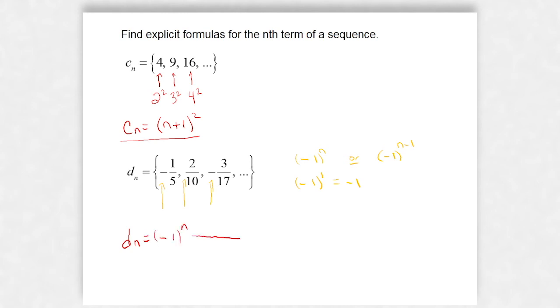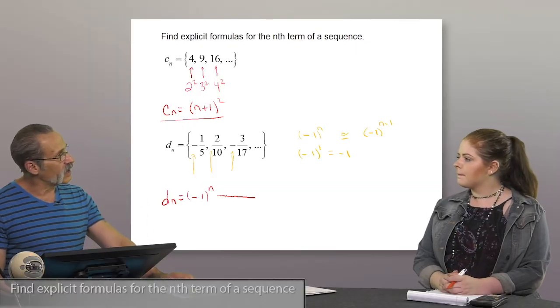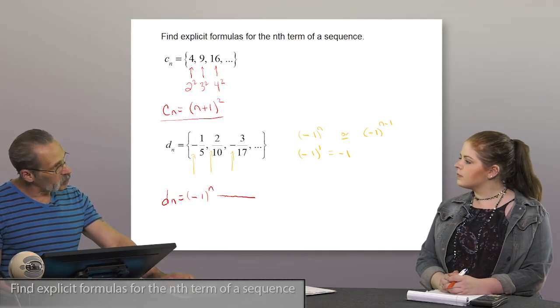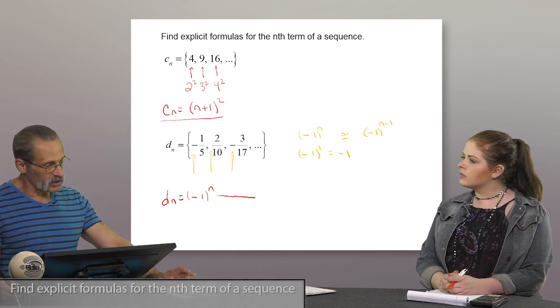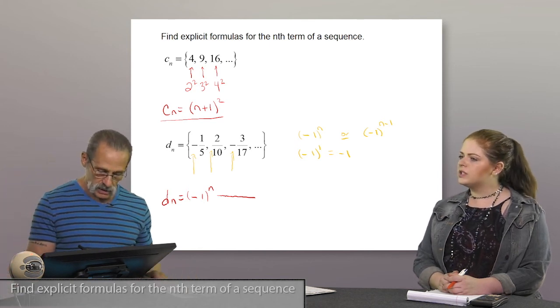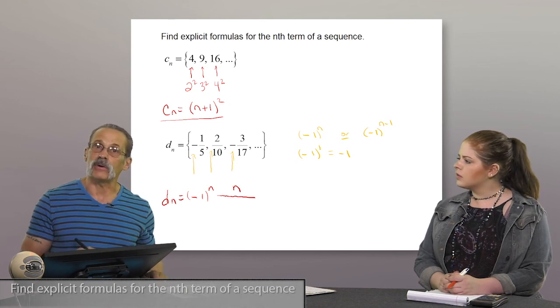Then I'm going to draw a fraction bar. So we're just going to ask ourselves, if n is 1, I want an output of a 1. If n is 2, I want an output of a 2. If n is 3, I want an output of a 3. What would the numerator be? Would it just be n? N, it'd just be that value.